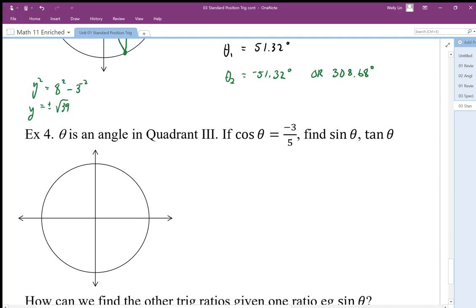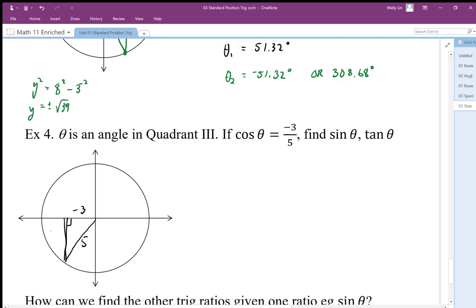Okay, so this one here, we've been given the cos ratio. Again, the cos ratio given in exact form implies we have two sides of the right triangle. Okay, so cosine's negative in quadrant 3, so it's going to be down here. So it's going to be negative 3, -3, and 5 is my radius.